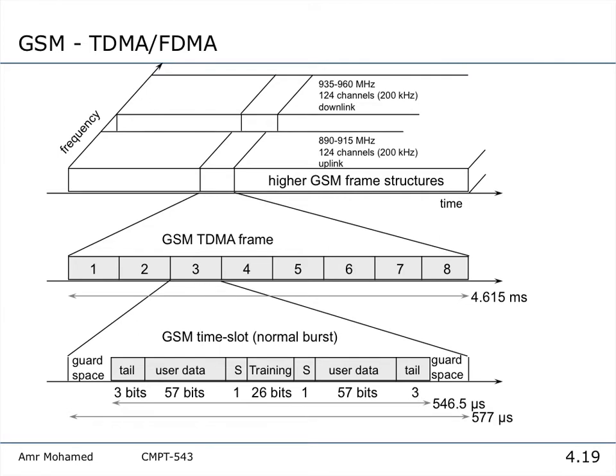Now this GSM TDMA frame is for this 25 megahertz width. This channel is 200 kilohertz. Within this channel, you divide it into 8 time slots.